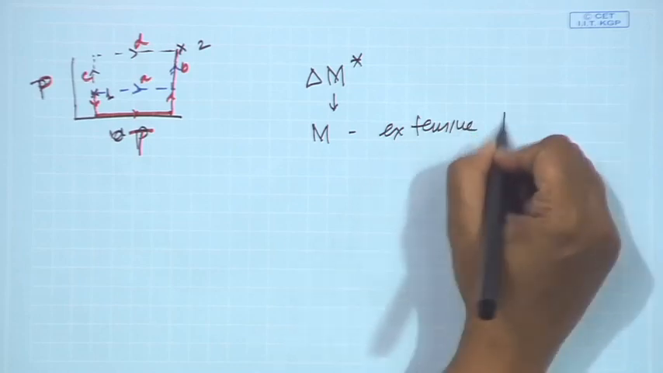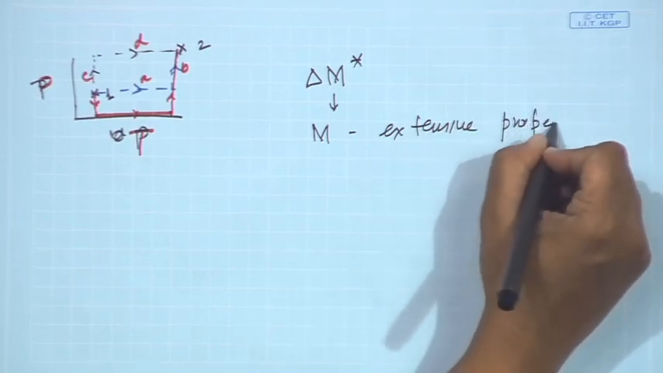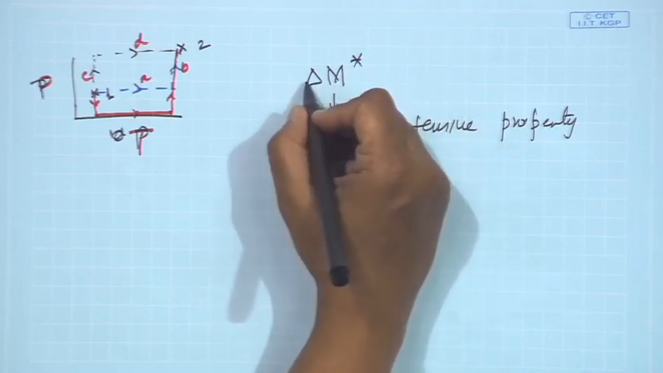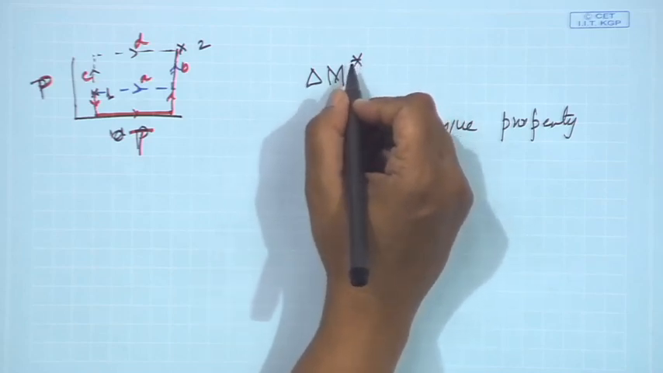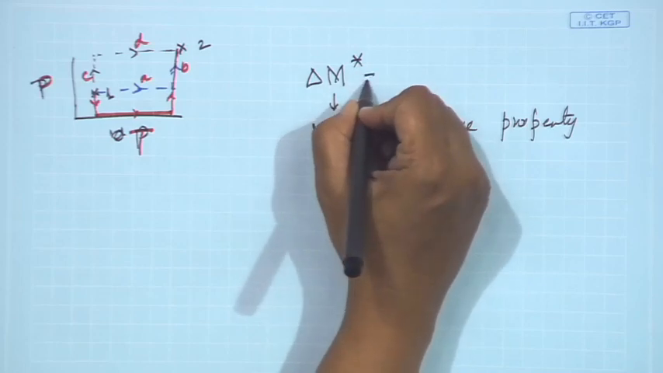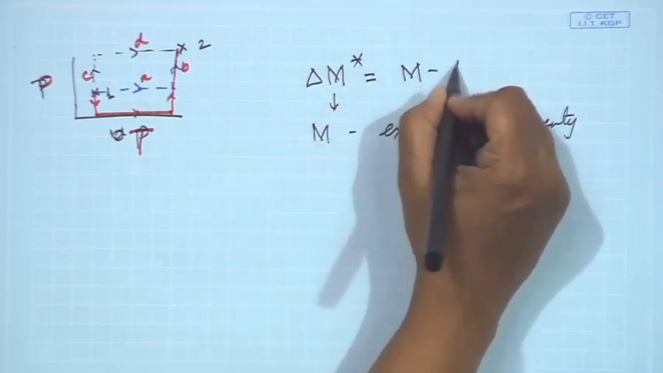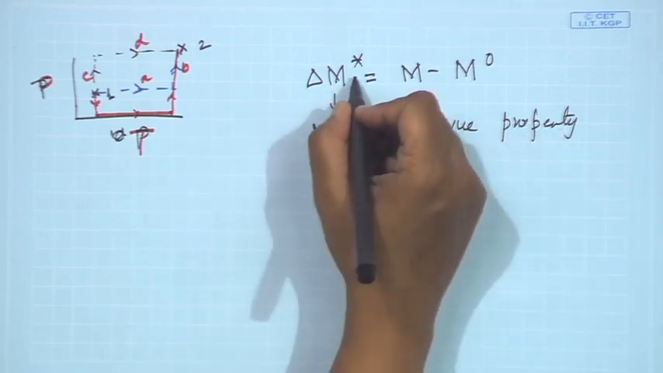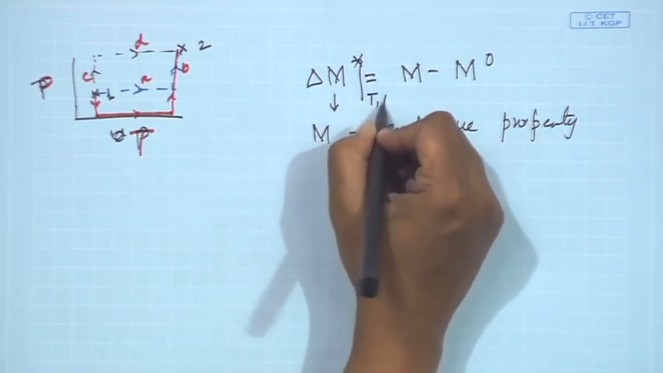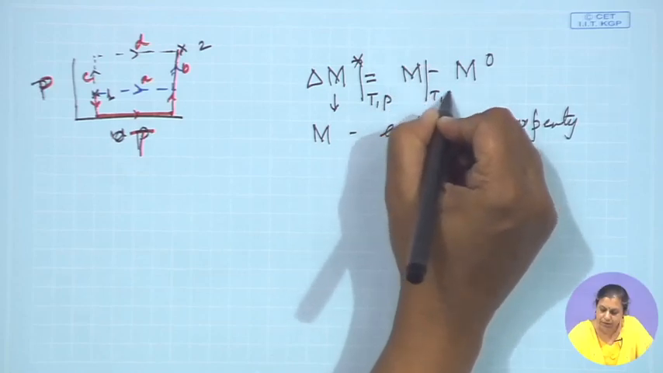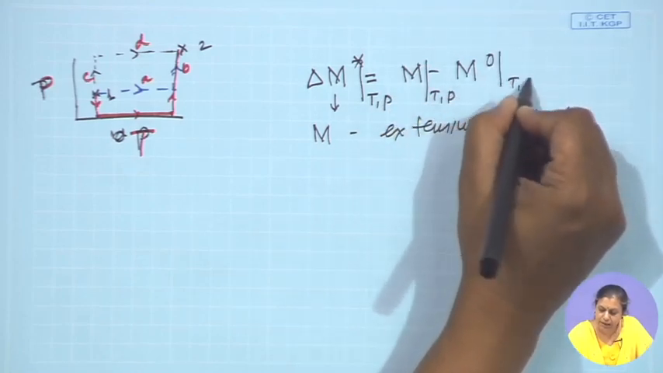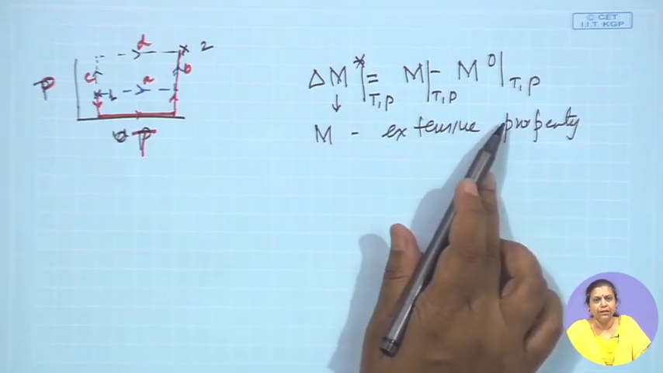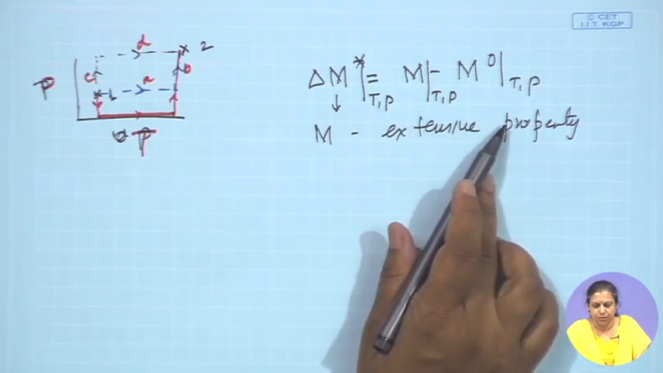We have already discussed these things. So if M is an extensive property, then delta M star, delta means a difference, M star is the deviation from the ideal gas value. So this is nothing but M minus M0, where M is an extensive property, and this has to be done at some temperature and pressure. So this and this are at the same temperatures and pressures. This we can define for any extensive property.